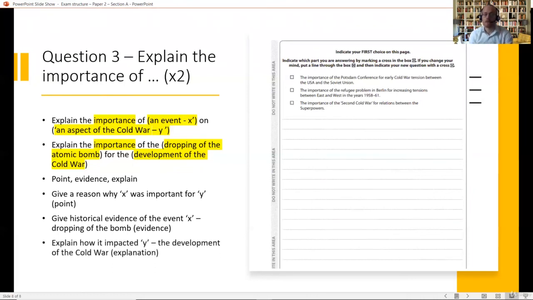And then you explain how it impacted Y. Well, you can say the Soviet Union and USA were no longer allies after the Second World War. The Soviets were frightened that the Americans would invade, and when they saw the atomic bomb, it forced them to accelerate their weapons development program. This led to an arms race and developed the Cold War and the mistrust between the two sides, if that kind of makes sense.